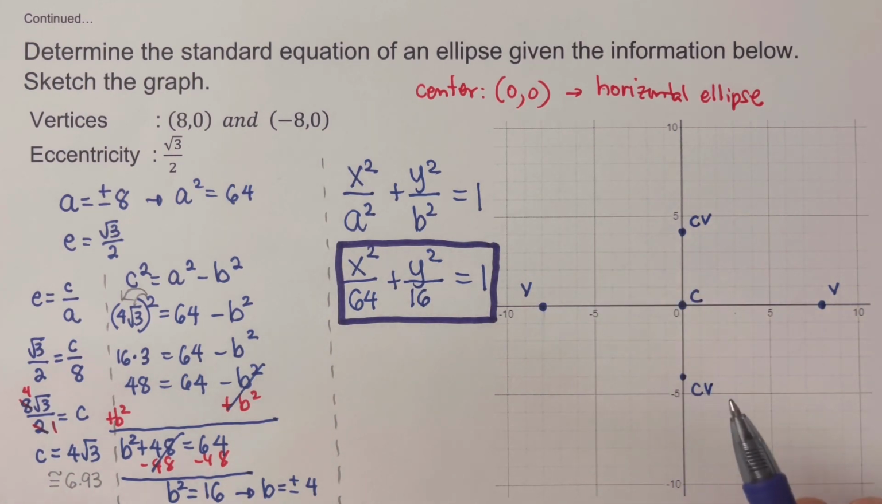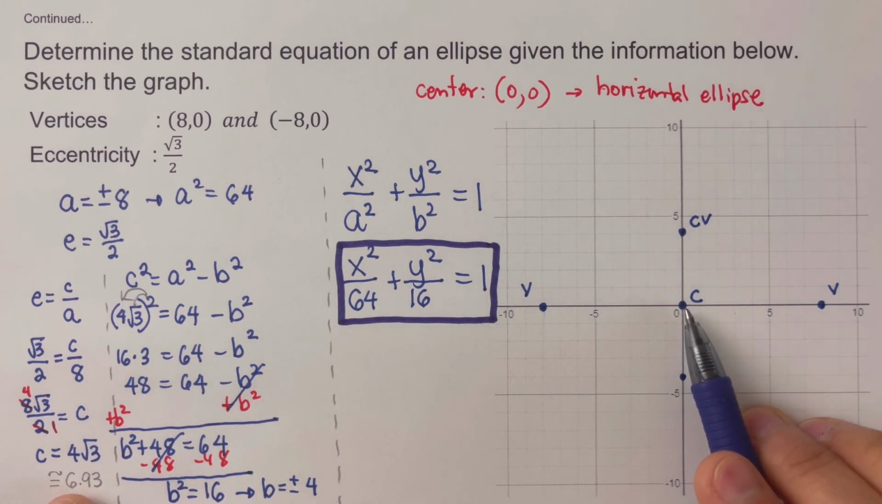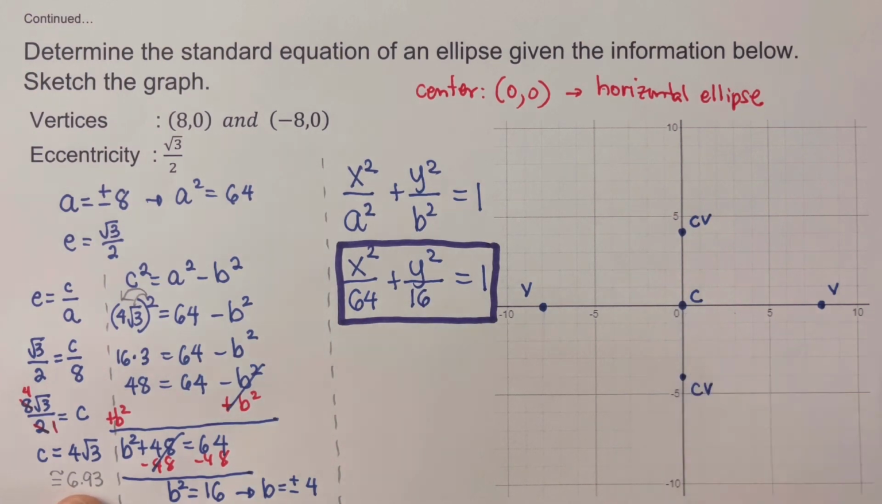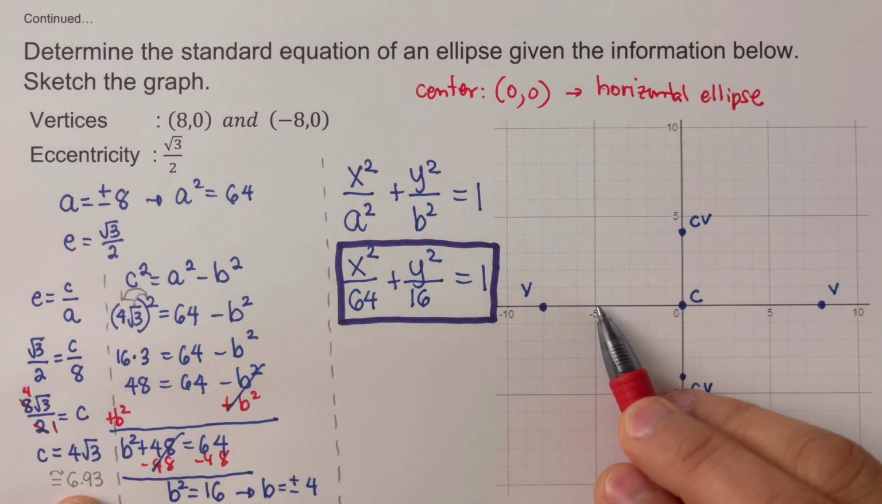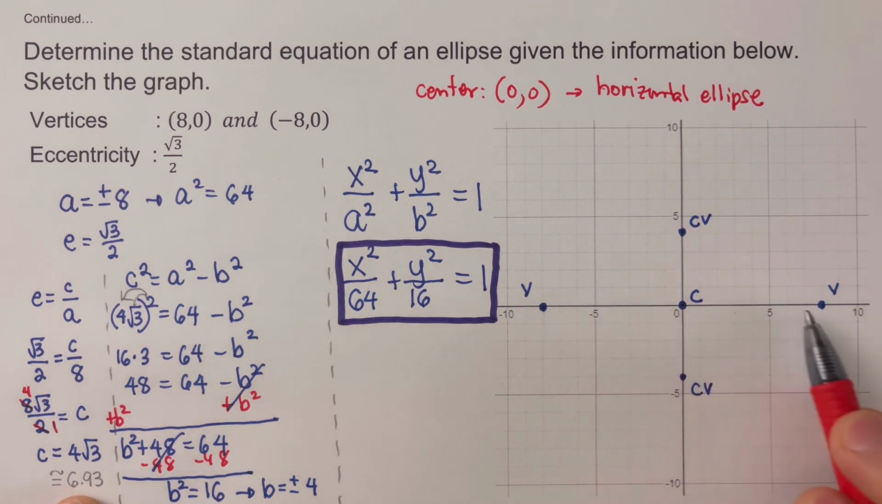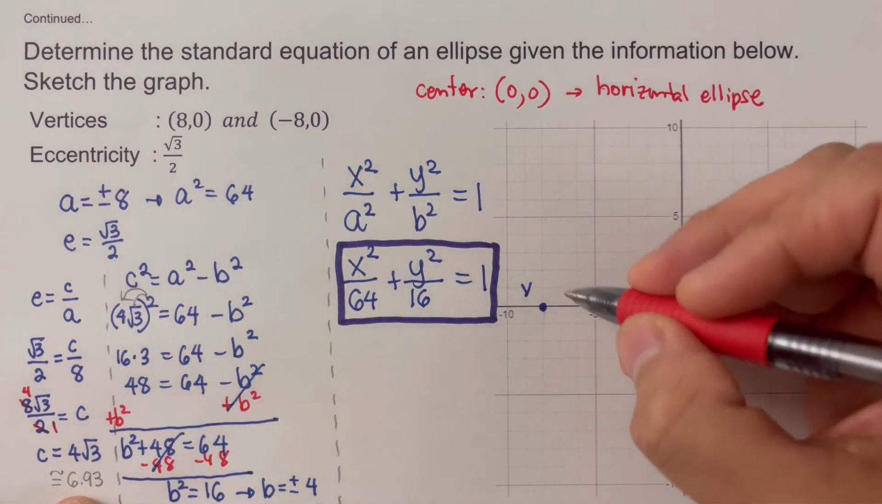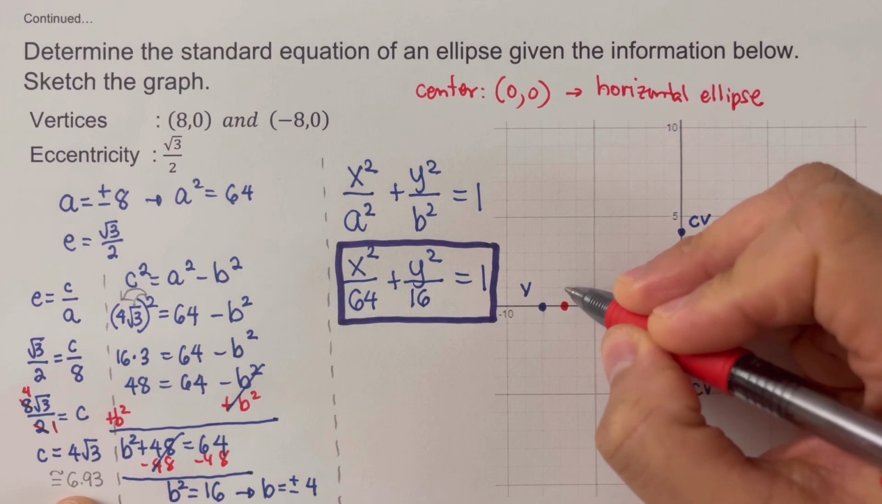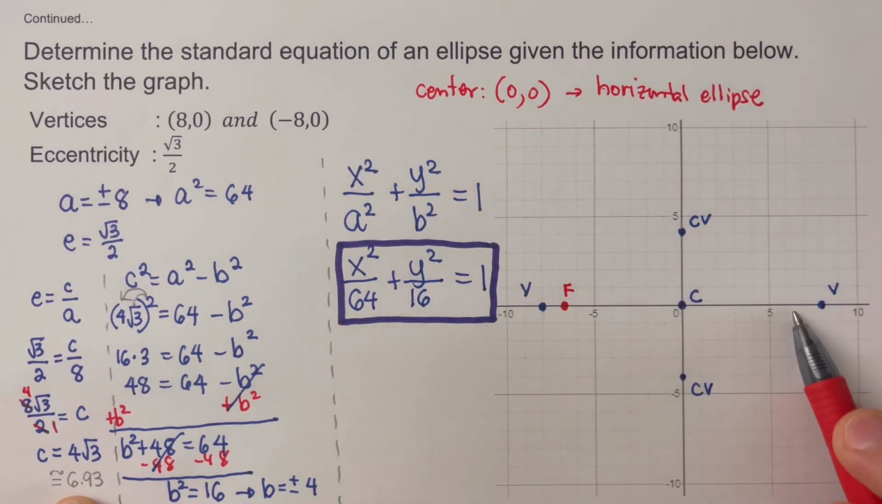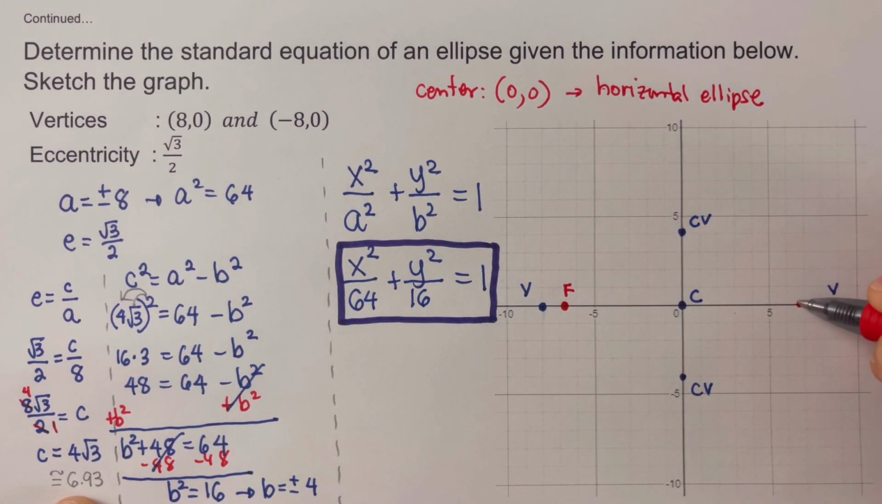Now we remember that the c is the distance from the center to the focus, and that distance is 4 square root of 3, which is approximately 6.93. So I'm going to plot that right here. So I go left and right 6.93 because the major axis is the horizontal axis. So somewhere around here. So this is the first focus. And then this is the second focus right here, 6.93. So I label that as F.